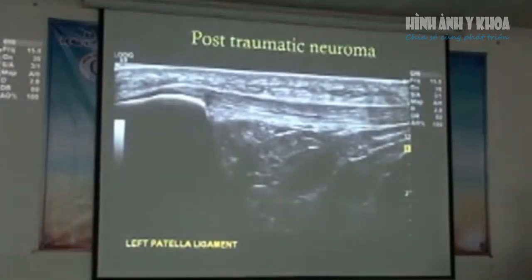So this is a patient that presented following, just had a sore knee, very localized sore knee.